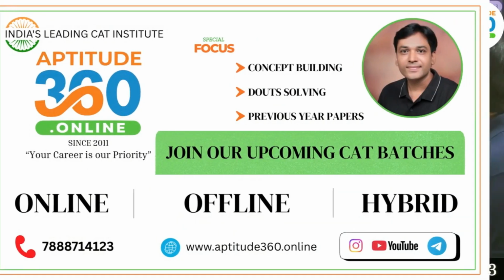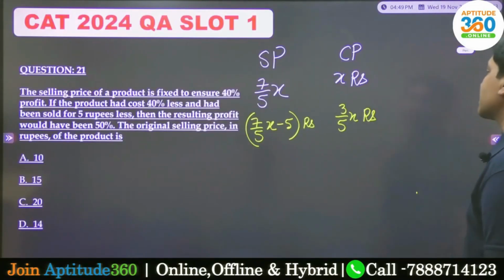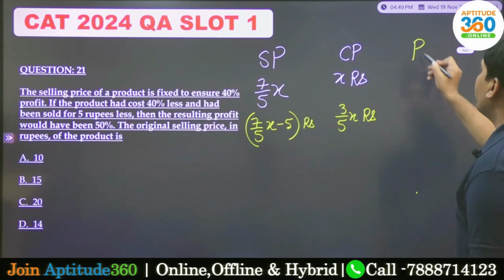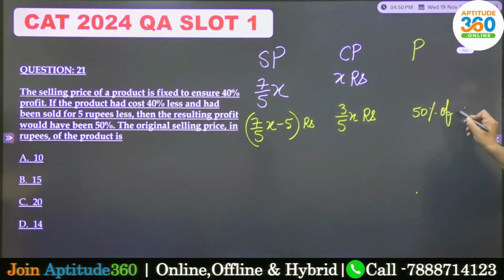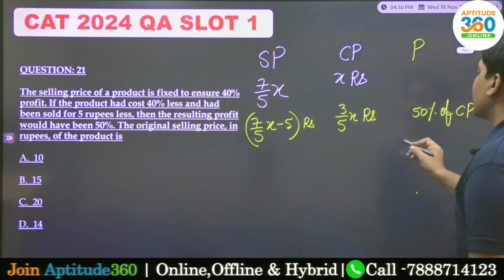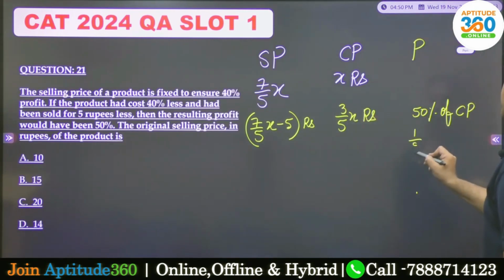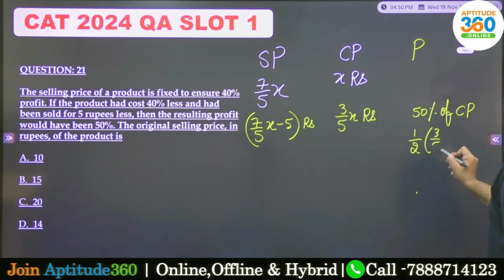If it is sold at this, then the resulting profit would have been 50%. Then the profit would have been 50%. 50% of which value, by the way? 50% of CP. What is your CP? 3 by 5x. So 50% is half of 3 by 5x. And profit is 3 by 10x.